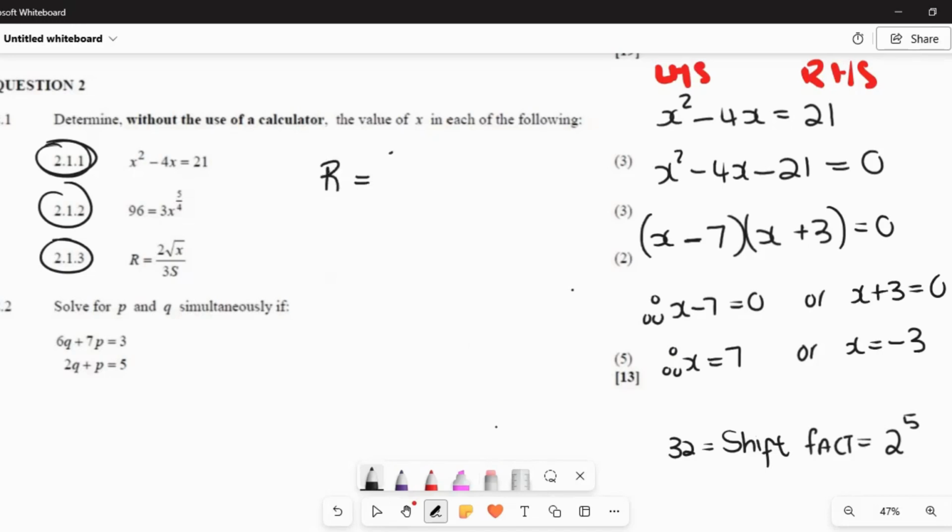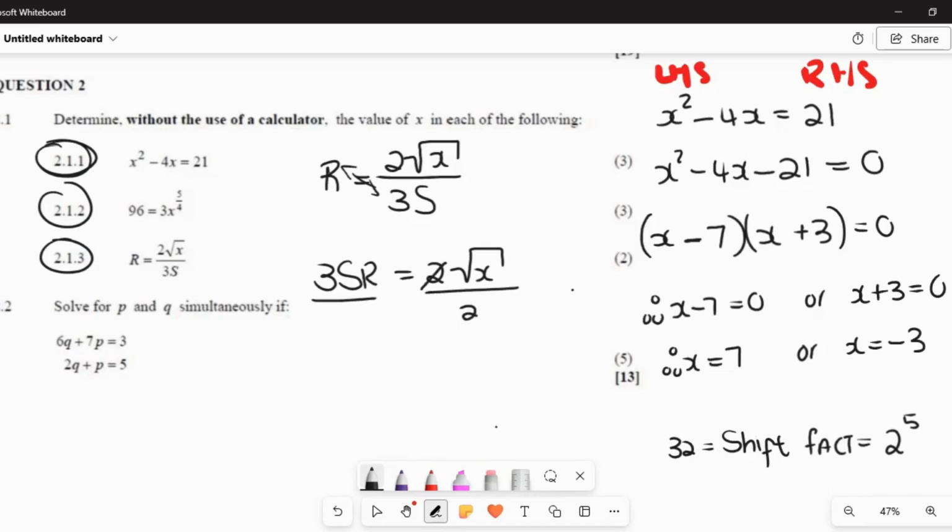We have r is equal to 2 square root of x over 3s. In this case, we're just going to cross multiply, and then we have 3sr is equal to 2 square root of x. Now remember, we want the x to be alone. So we divide both sides by 2 so that these two cancel each other and we're left with square root of x. Whatever we did on one side, we should also do on the other. So we have 3sr over 2.